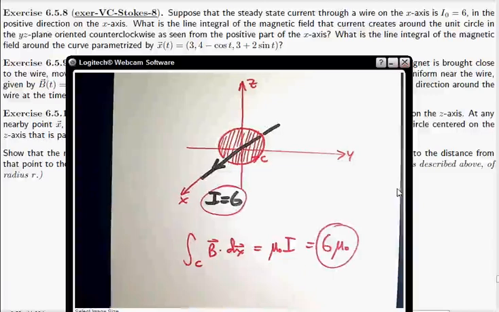Yeah. Isn't there a second part of the problem? I'm sorry? Isn't there a second part of the problem? Oh, that's what I was thinking of. Yeah, there is a second part of the problem. Excuse me. We just did the first part. Okay, second part of the problem. What's the line integral of the magnetic field around this other curve?